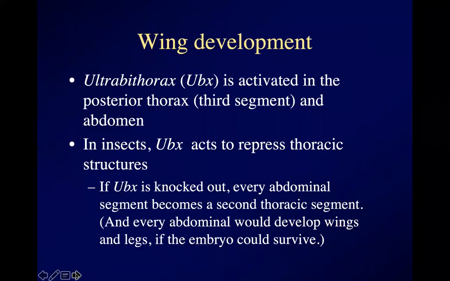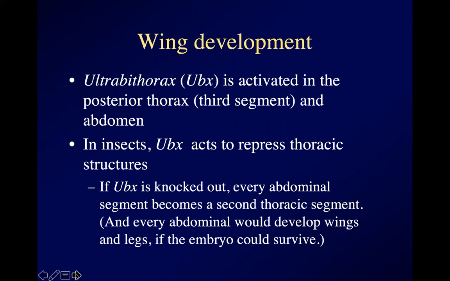Okay, here's the cool thing. What does UBX actually do? In insects, what UBX does is block thorax structures. If you knock out UBX, an embryo develops in such a way that every segment of the abdomen tries to develop into a second thoracic segment.